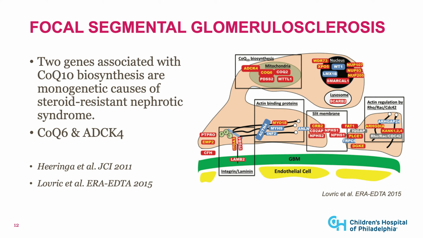Mutations in these genes, abbreviated as CoQ6 and ADCK4, cause the podocyte, that is the cell that forms the filter structure in the glomeruli, to not properly function. As a result, biologically important proteins slip through the glomerular slit diaphragm filter and leak into the urine. This causes a number of different problems for these patients.